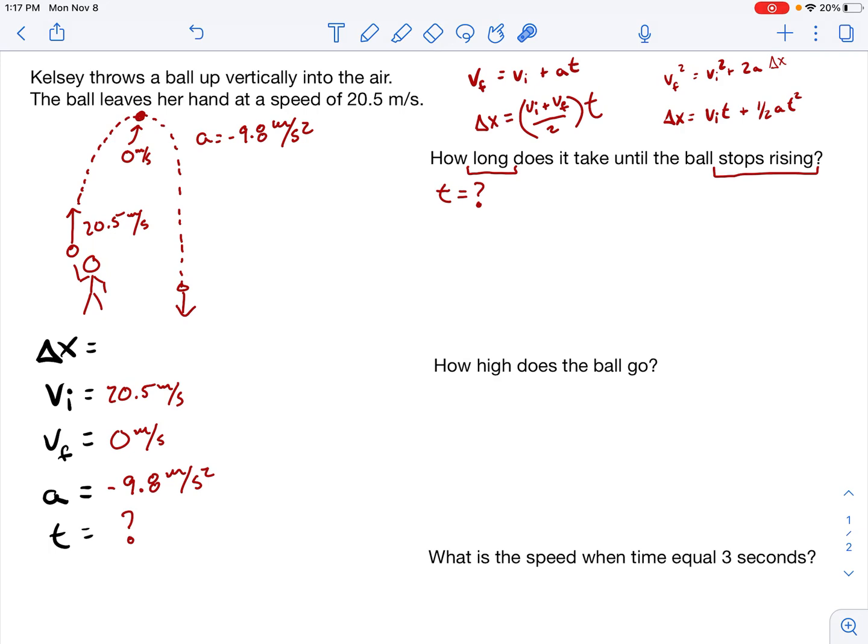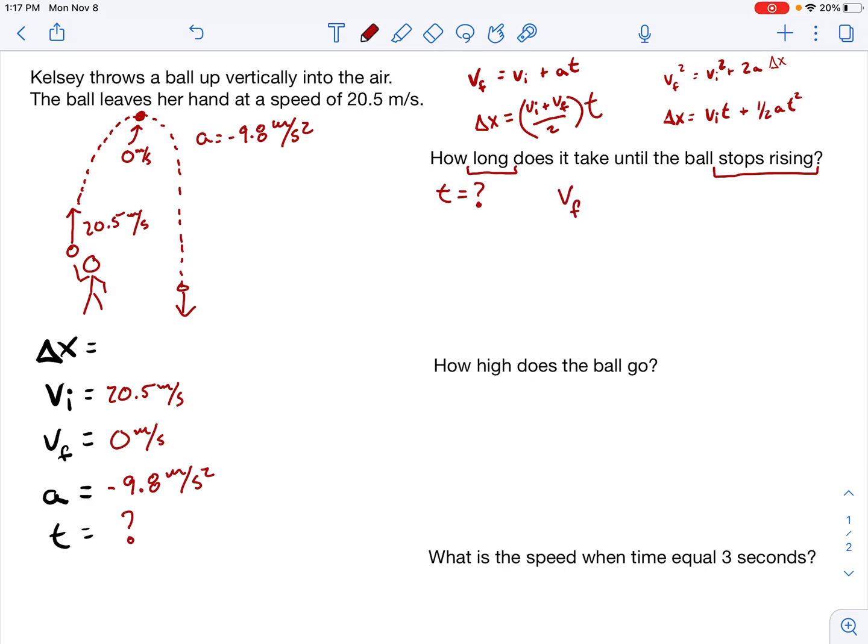And when I look at them, I know this one's not going to work because it says distance, which we don't know yet. This one doesn't work because it has distance. This also has distance. And so the one we want to take a look at is just this one right here. It says V final equals V initial plus A times T.